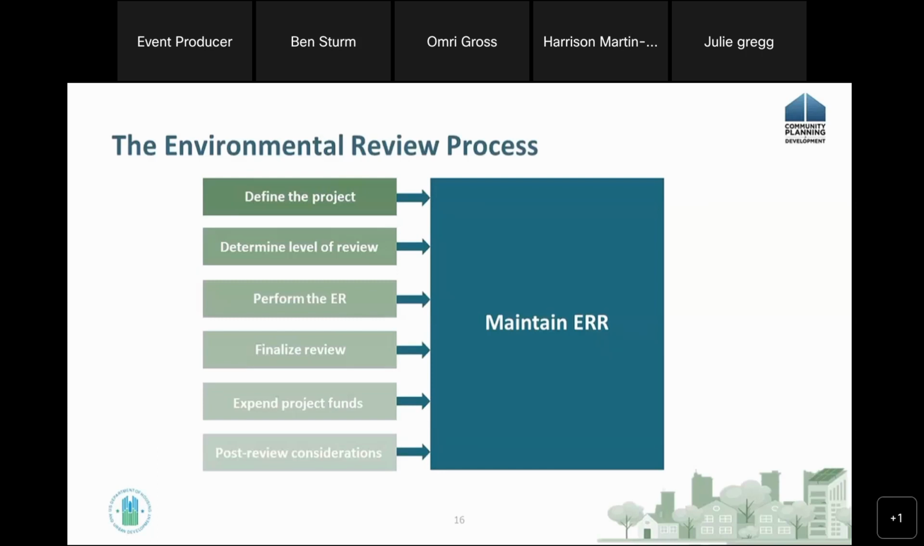HUD has an online environmental review system called HEROS, the HUD Environmental Review Online System, that maintains records of the environmental review automatically and indefinitely. CPF projects are generally required to use HEROS to complete their environmental review unless certain extenuating circumstances apply. Now, let's dive into the project description and aggregation in a little bit more detail. Next slide, please.